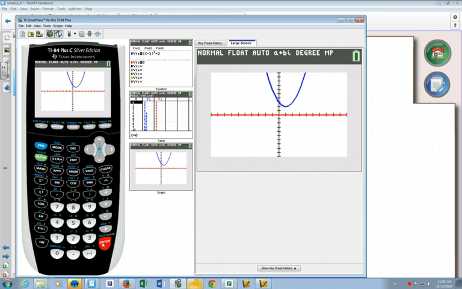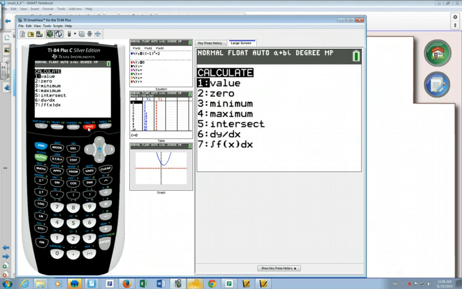Now, to find x with your calculator, second, calculate, and depending on which way your parabola goes, either your parabola is going up and then it has a minimum point, your vertex is a minimum, or your parabola is going down and your vertex is a maximum. Here, our parabola is going up, so our vertex is going to be number 3, a minimum.